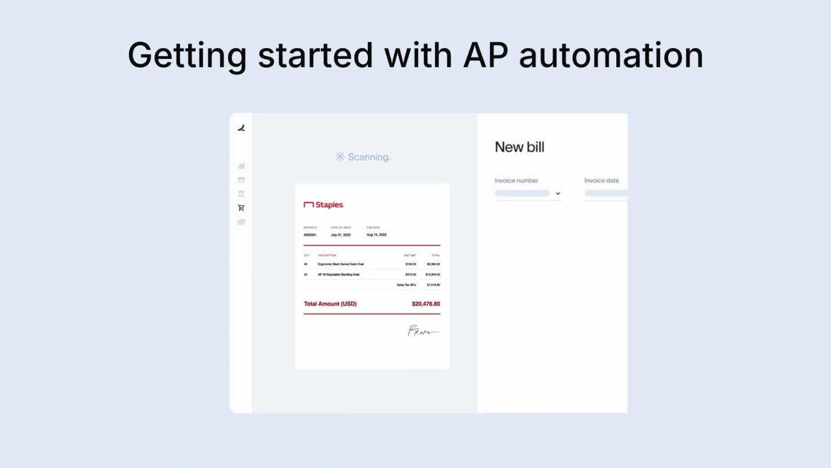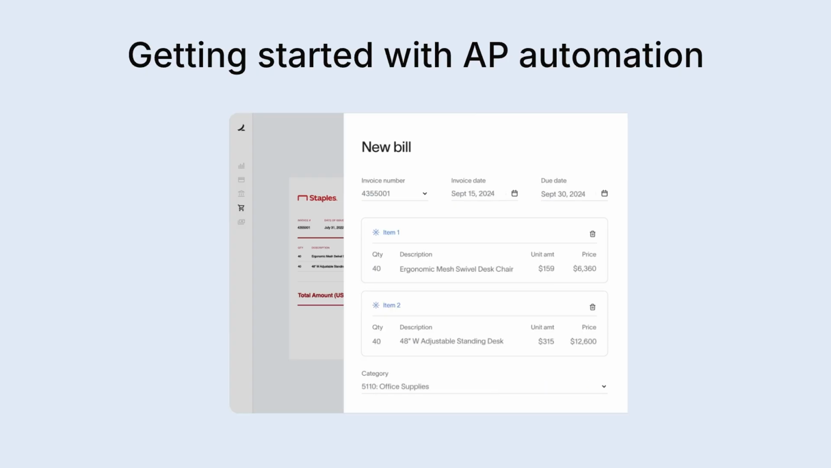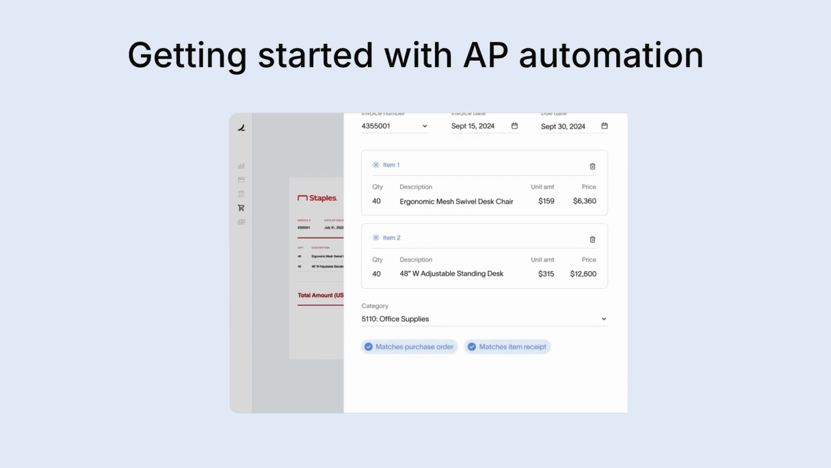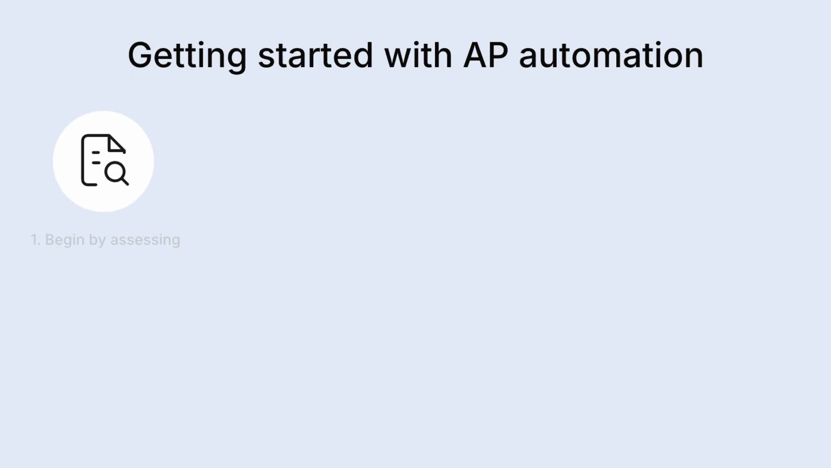Implementing AP automation might seem intimidating at first, but it doesn't have to be. The key is to start small and focus on the most impactful areas first. First, begin by assessing your current workflows. Look at how invoices are received, approved, and paid today, and identify where the bottlenecks and inefficiencies are.